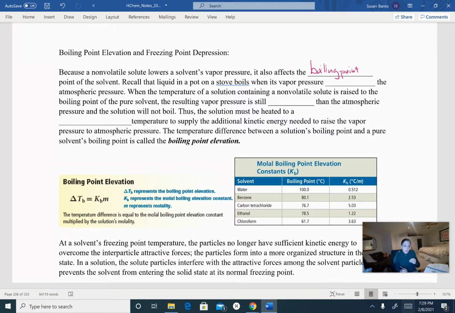Remember, to have something boil, the vapor pressure of that solution or that substance has to be equal to the atmospheric pressure. And if we lower the vapor pressure because there's solute particles in the way, it's going to take a lot longer to actually boil. We're going to have to create a hotter temperature to get more particles to vaporize. So it actually raises the boiling point when we put solute in there. Okay, so recall that a liquid in a pot on a stove boils when the vapor pressure equals the atmospheric pressure.